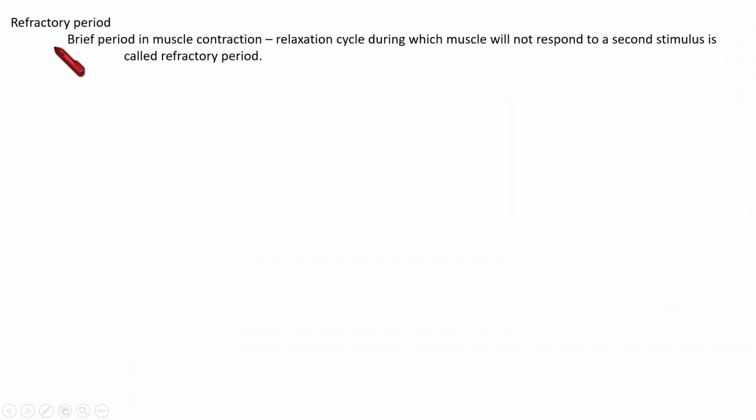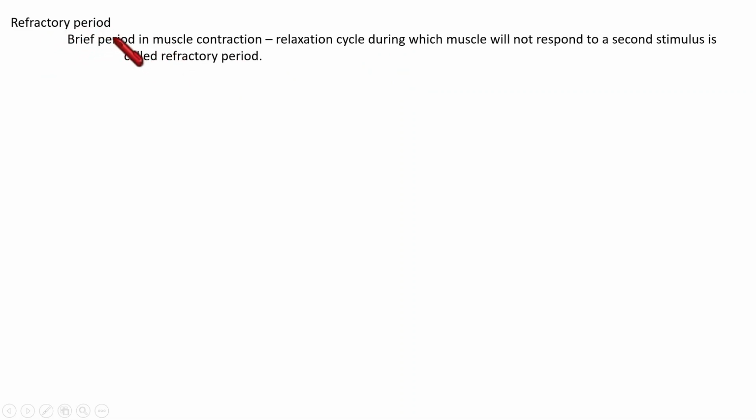Okay. Next is about the refractory period. Refractory period means what? The refractory or resting period. After a single contraction relaxation cycle, the muscle will take a short while of rest, an inert phase. It will not undergo any sort of contraction during that period, and that period is called the refractory period.